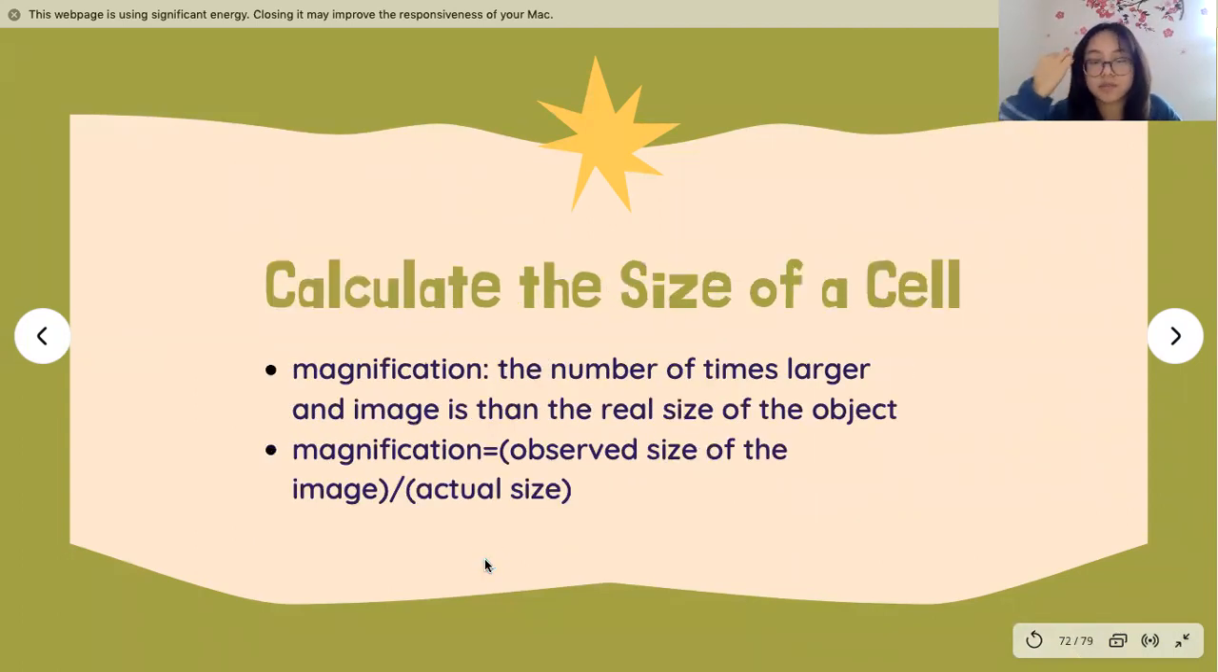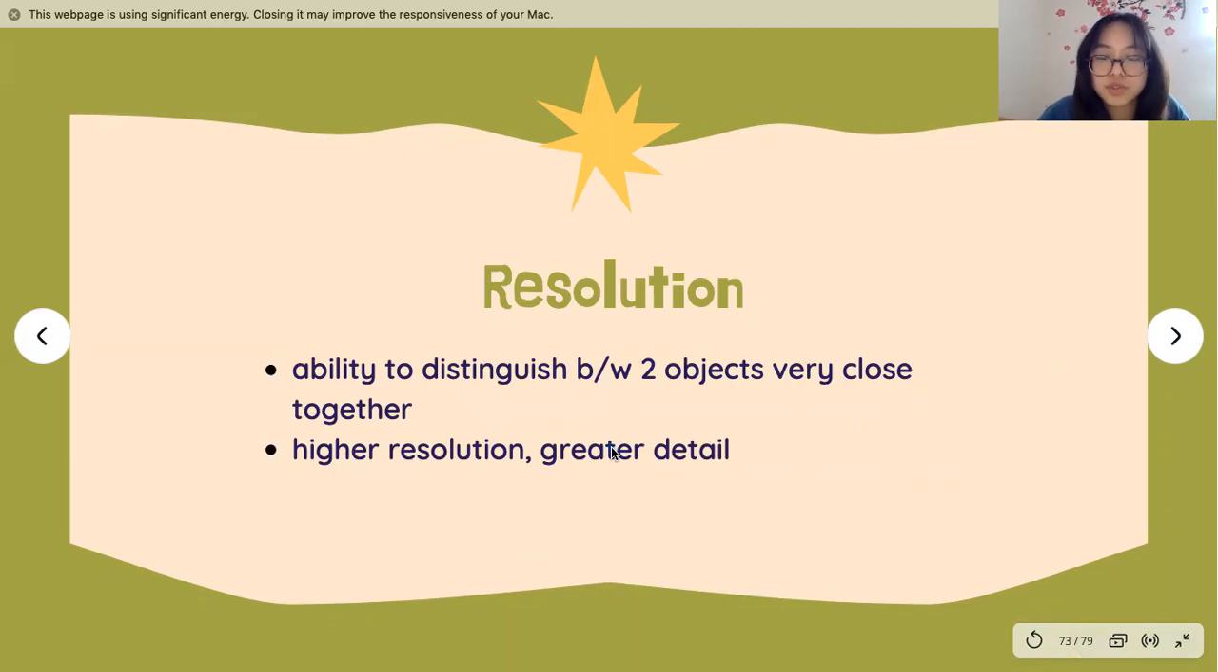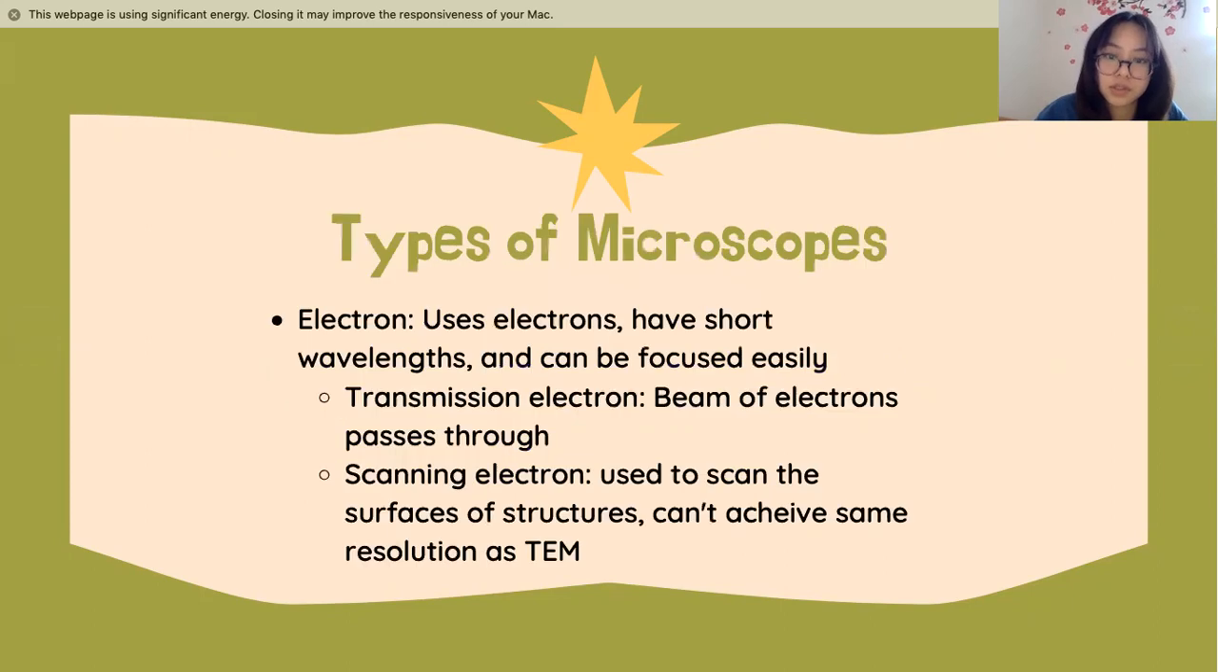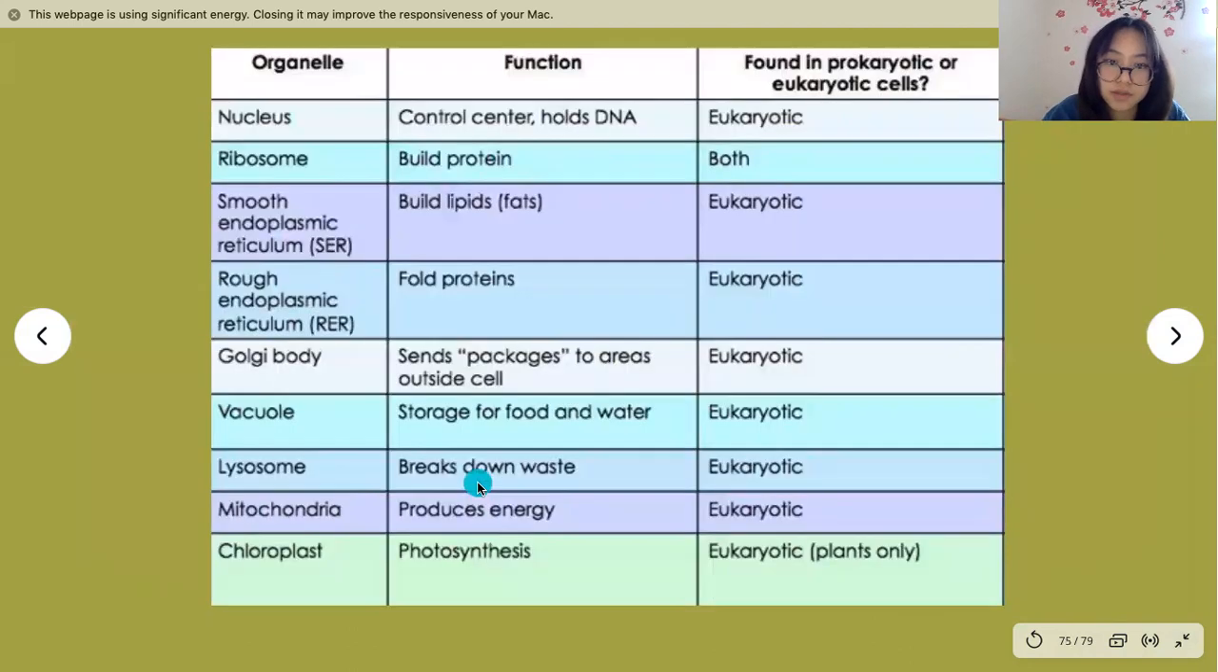To calculate the size of a cell, you need to take the observed size of the image and the actual size, and this is the magnification. Resolution is the ability to distinguish between two objects that are very close together, so high resolution equals greater detail. The types of microscopes are electron microscopes: transmission electron microscopes beam electrons that pass through the object, and scanning electron microscopes basically just scan the surface.